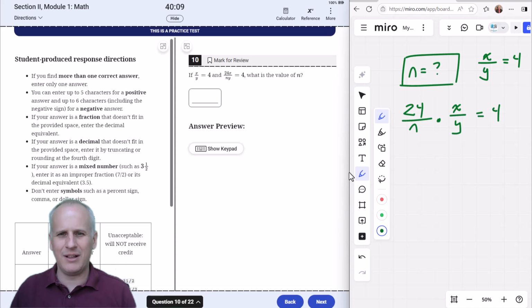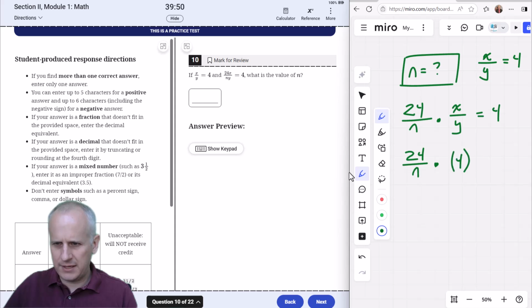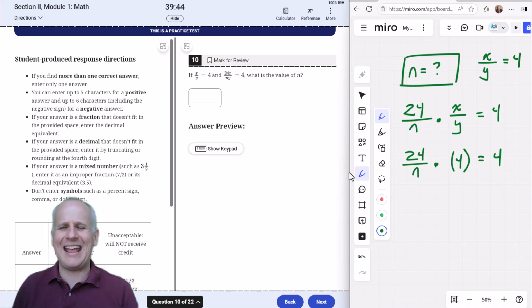Because this is going to allow me to see the parts, kind of the forest through the trees or the trees through the forest, depending on how you want to employ that analogy. Now I know what x over y is. I know it's 4. So I know that 24 over n times 4 is going to be equal to 4. Oh, easy enough.